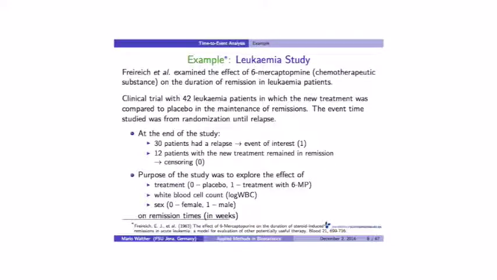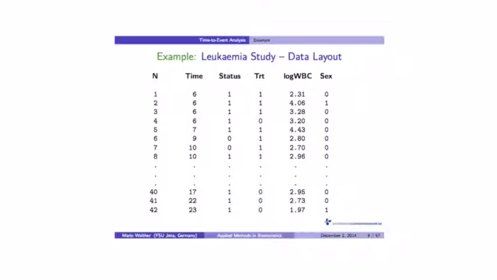The data structure for this example looks this way. Each row represents a patient, and in each column you measure an exposure variable. This is the usual data layout if you perform a statistical analysis with data. You have a treatment column where 1 is the code for the chemotherapeutic substance and 0 for placebo. Here is the logarithm of the white blood cell counts, and here is the information concerning gender.